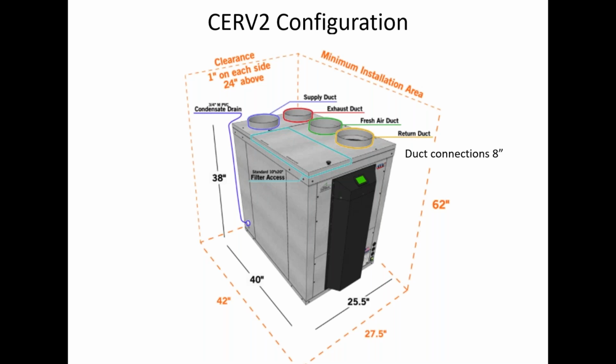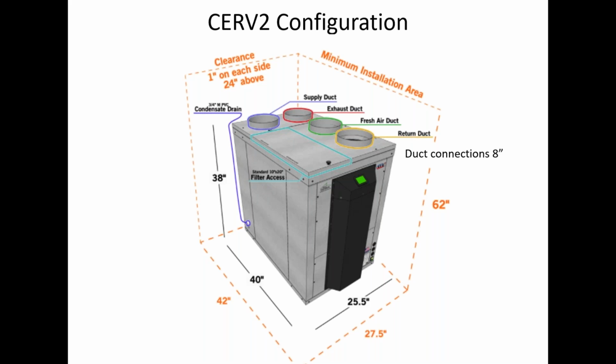The configuration of the system is shown here. There's the 4 duct connections like you'd find on a conventional ERV or HRV system. The 2 inlets into the system are the fresh air from outside, and then the return duct from the house. And then the outlet ducts are located in the back. So there's a supply duct to the house and then an exhaust duct to the outside. The unit just plugs into a standard 120 outlet. Condensate drain is located in the rear of the unit there.